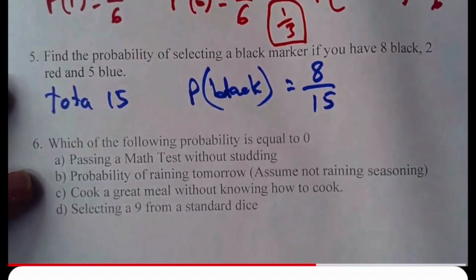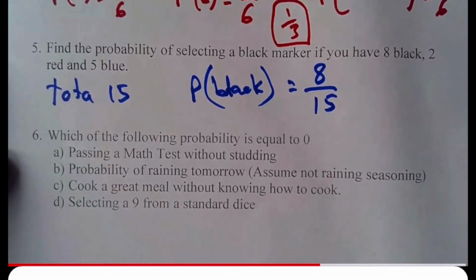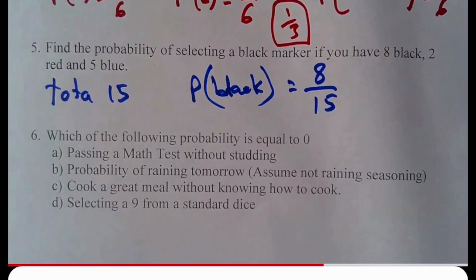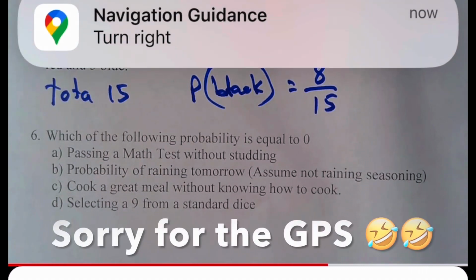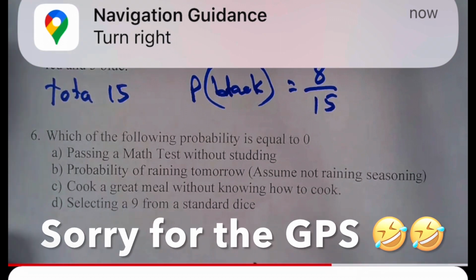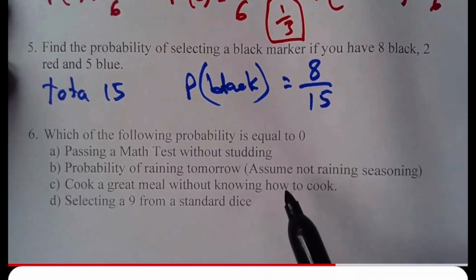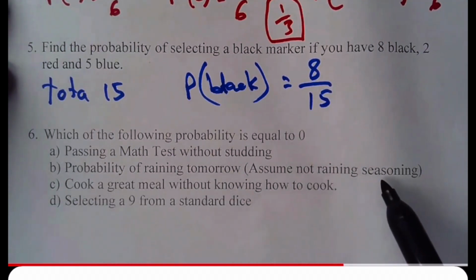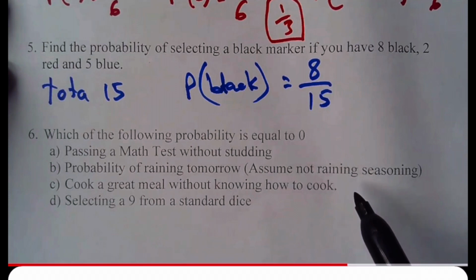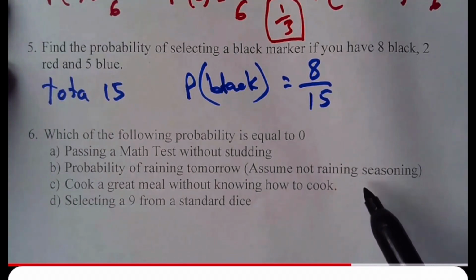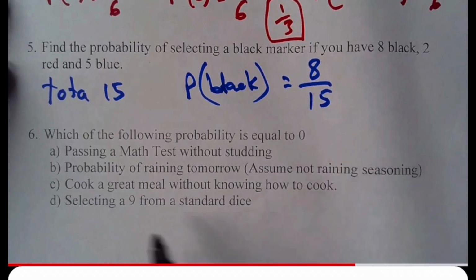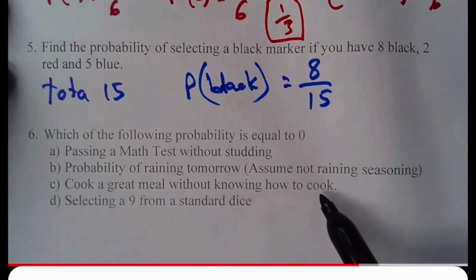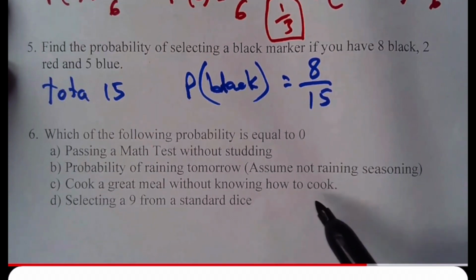Now let's take a look at the last one, number 6. It says, which of the following probabilities is equal to 0? Passing a math test: you can pass it without studying, so that's not exactly 0. The probability of raining tomorrow, assuming it's not the rainy season, is also not exactly 0, because a hurricane or something could come and it could rain. Cooking a great meal without knowing how to cook is not impossible either, because even if you've never cooked, you can put in some oil.